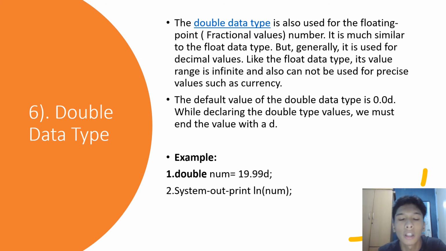Double data type. The double data type is also used for floating point fractional values. It is much similar to the float data type, but generally it is used for decimal values. Its value range is also cannot be used for precise values such as currency. The default value of the double data type is 0.0d. While declaring the double type values, we must end the value with a D. Example: double number = 99.99d; System.out.println(number).